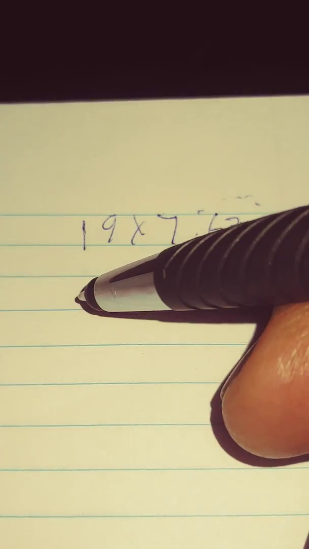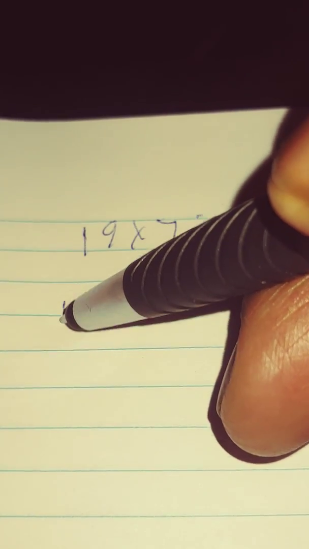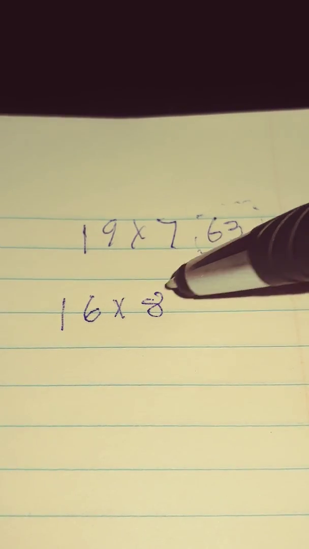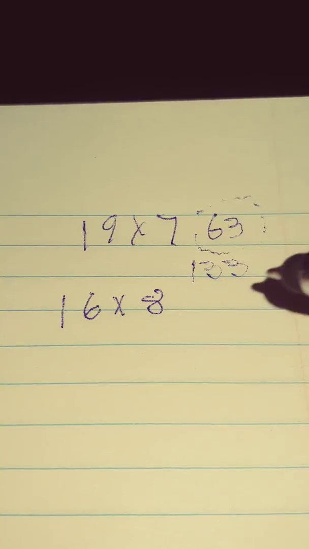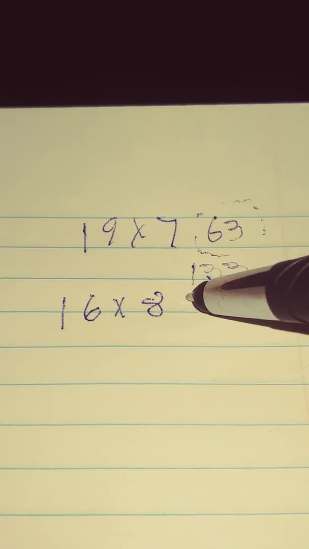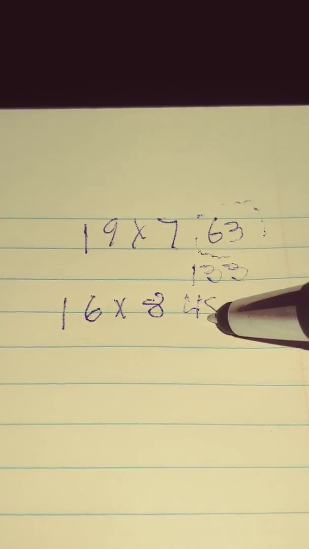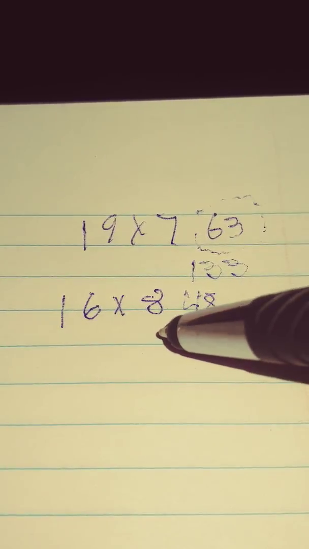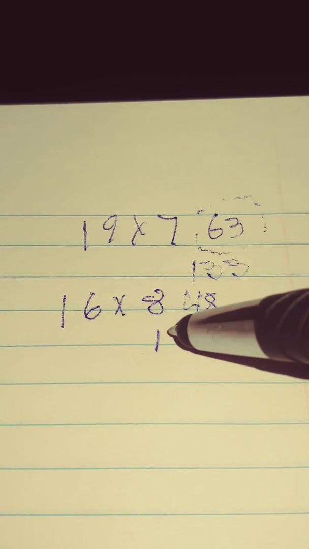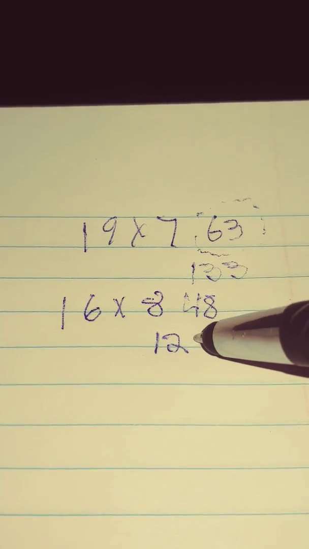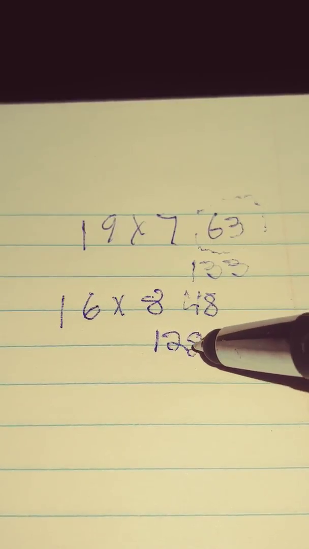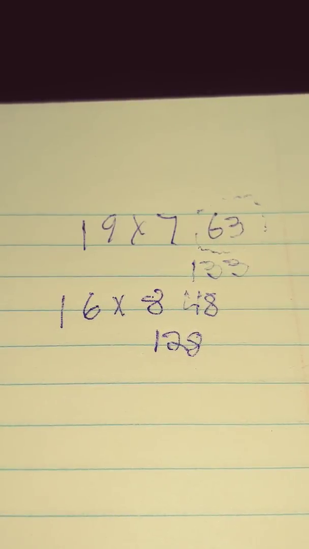1, 3, 3. If someone were to say to you, what is 16 times 8? Okay. Again, immediately you're going to put a 48 right here, and then you're going to add it together. Okay. So 8 and 4 is 12, and 8 left over. So 16 times 8 is 128. It's easy to do.